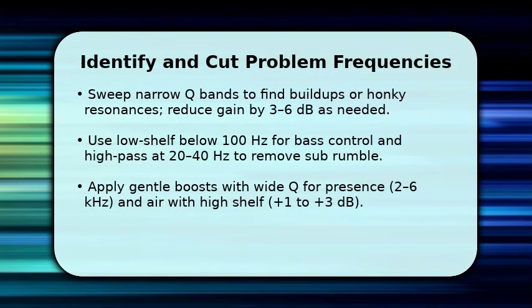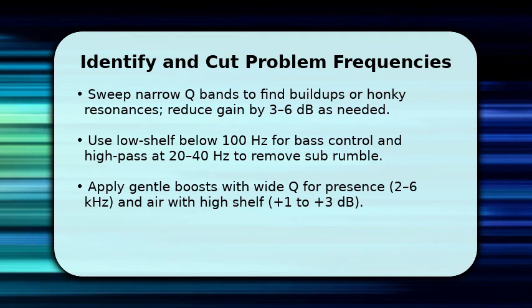Now you'll diagnose and correct. Use a narrow Q band and sweep slowly to find boxy or ringing frequencies. When you hear the problem, cut 3 to 6 dB and widen Q until it sits naturally.